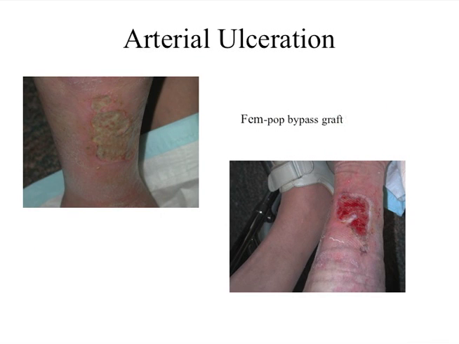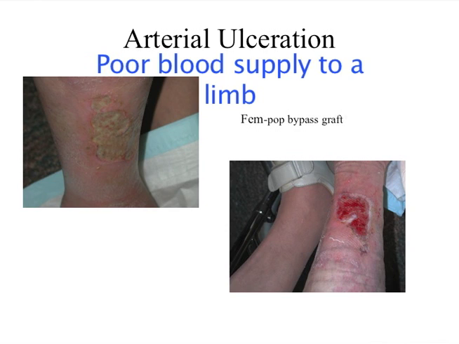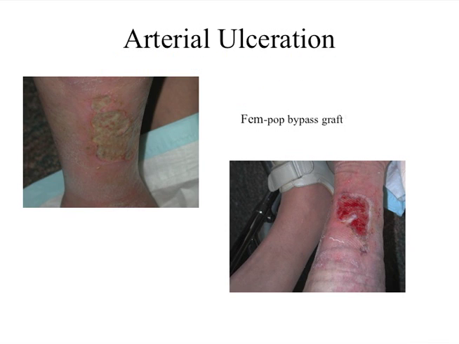Arterial ulceration is most commonly due to poor or reduced blood supply to a limb. As we can see in this picture, the ulcer on the left-hand side looks pale, lacking blood supply, and indolent. The edges are punched out, and this is a characteristic picture of an ulcer due to lack of blood supply. The patient underwent a femoropopliteal bypass graft to revascularize their leg and improve the blood supply to the ulcer site.